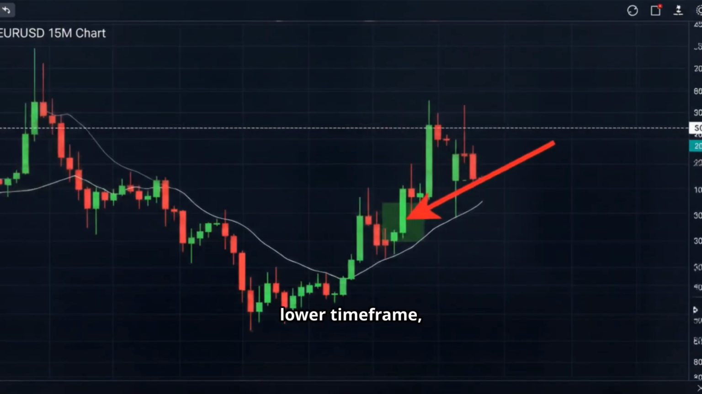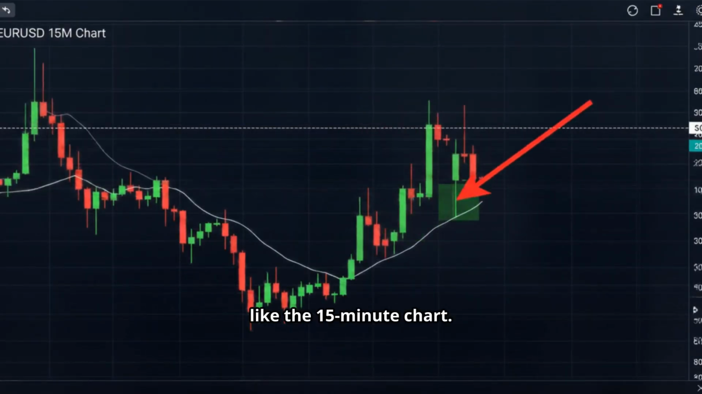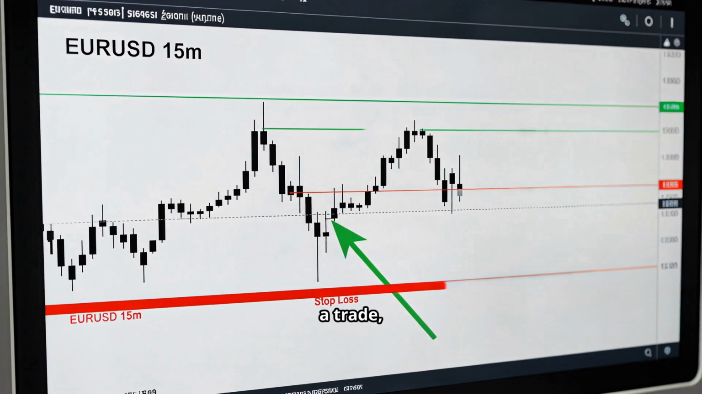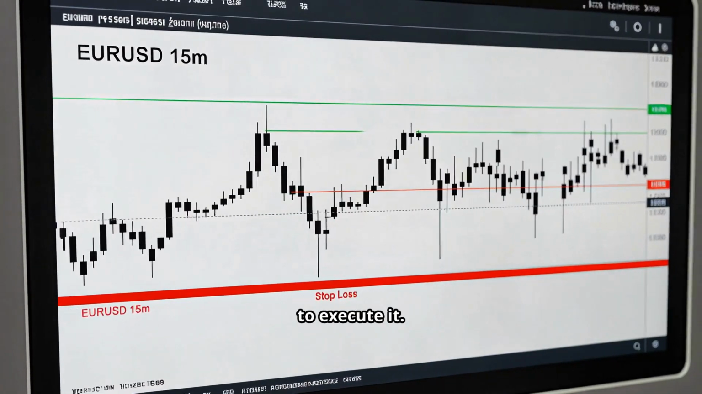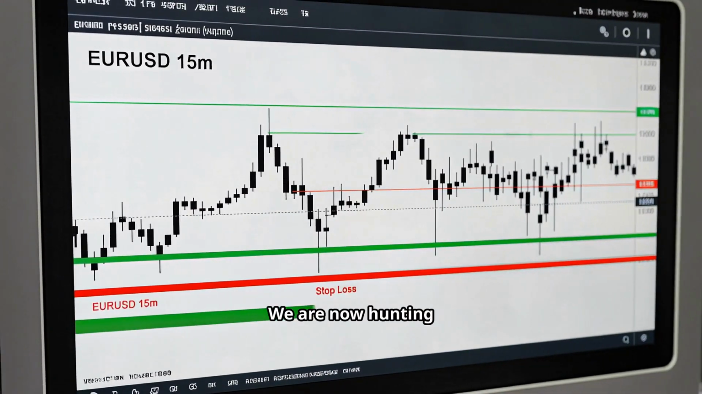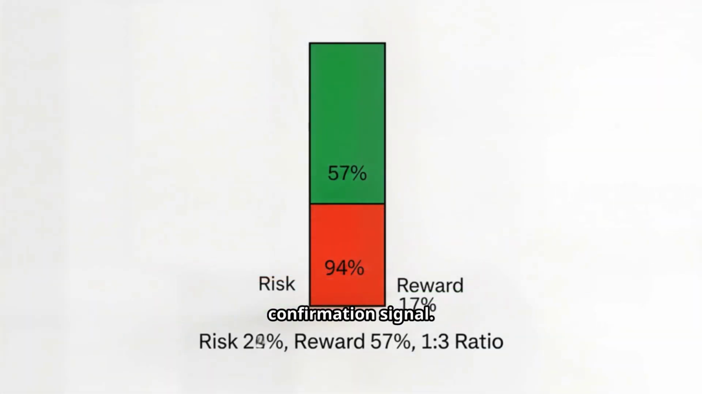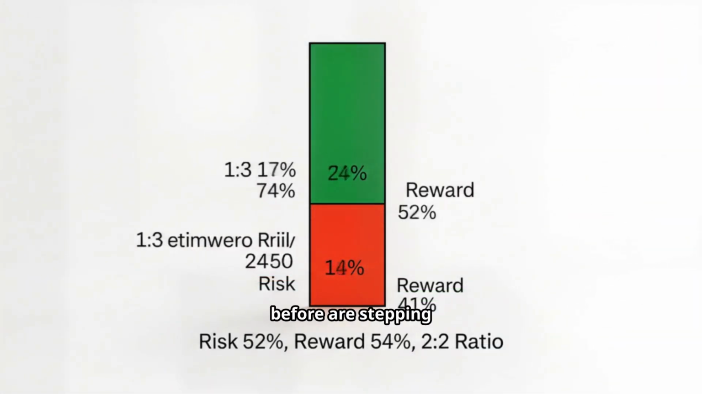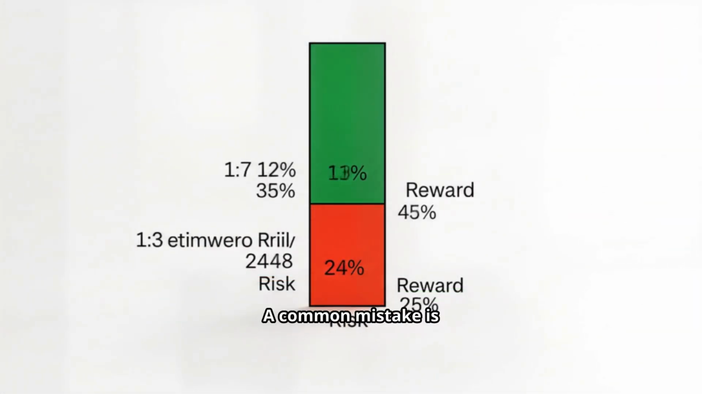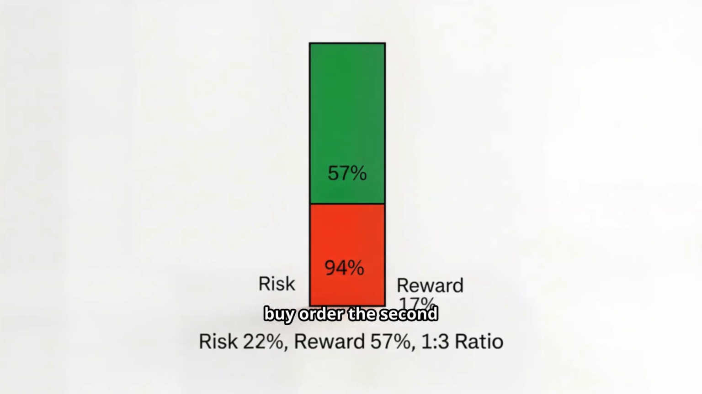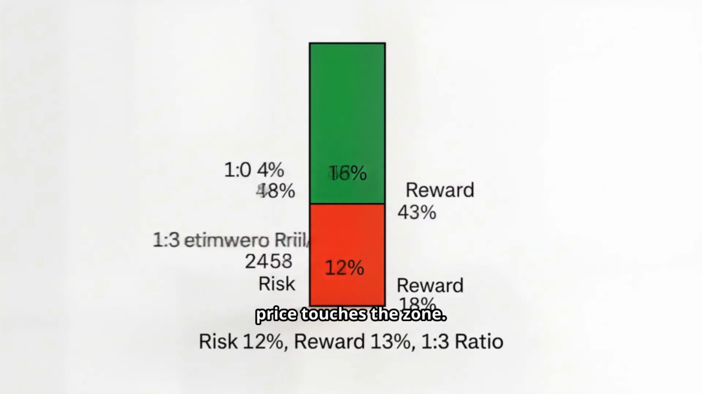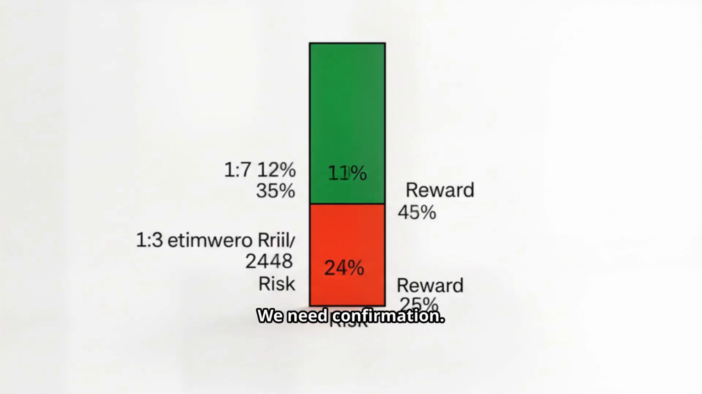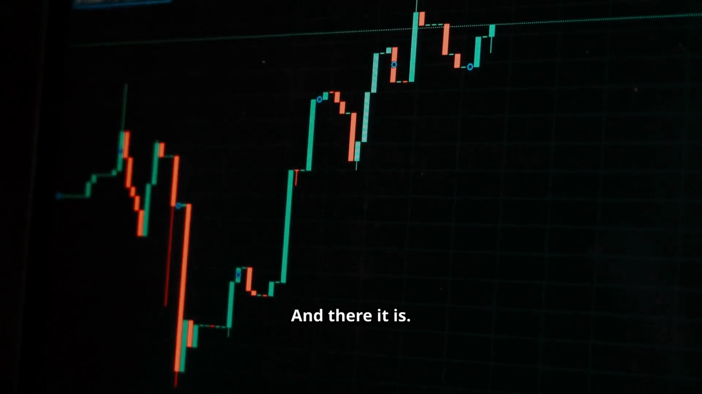We drill down to a lower time frame like the 15-minute chart. Remember the rule. The higher time frame tells us to look for a trade, but the lower time frame tells us to execute it. We are now hunting for a specific confirmation signal. We need evidence that the buyers who showed up here before are stepping in again. A common mistake is to blindly place a buy order the second price touches the zone. This is gambling, because the zone could always fail. We need confirmation, and there it is.